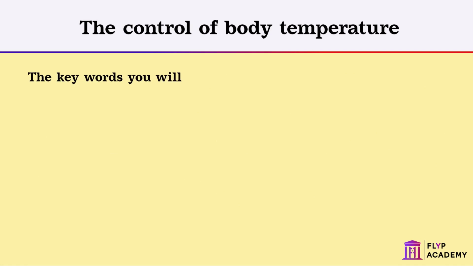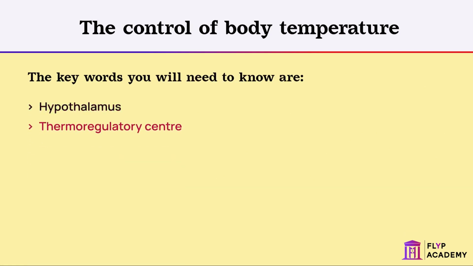The key words you'll need to know are hypothalamus, thermoregulatory center, vasodilation, vasoconstriction, evaporation.